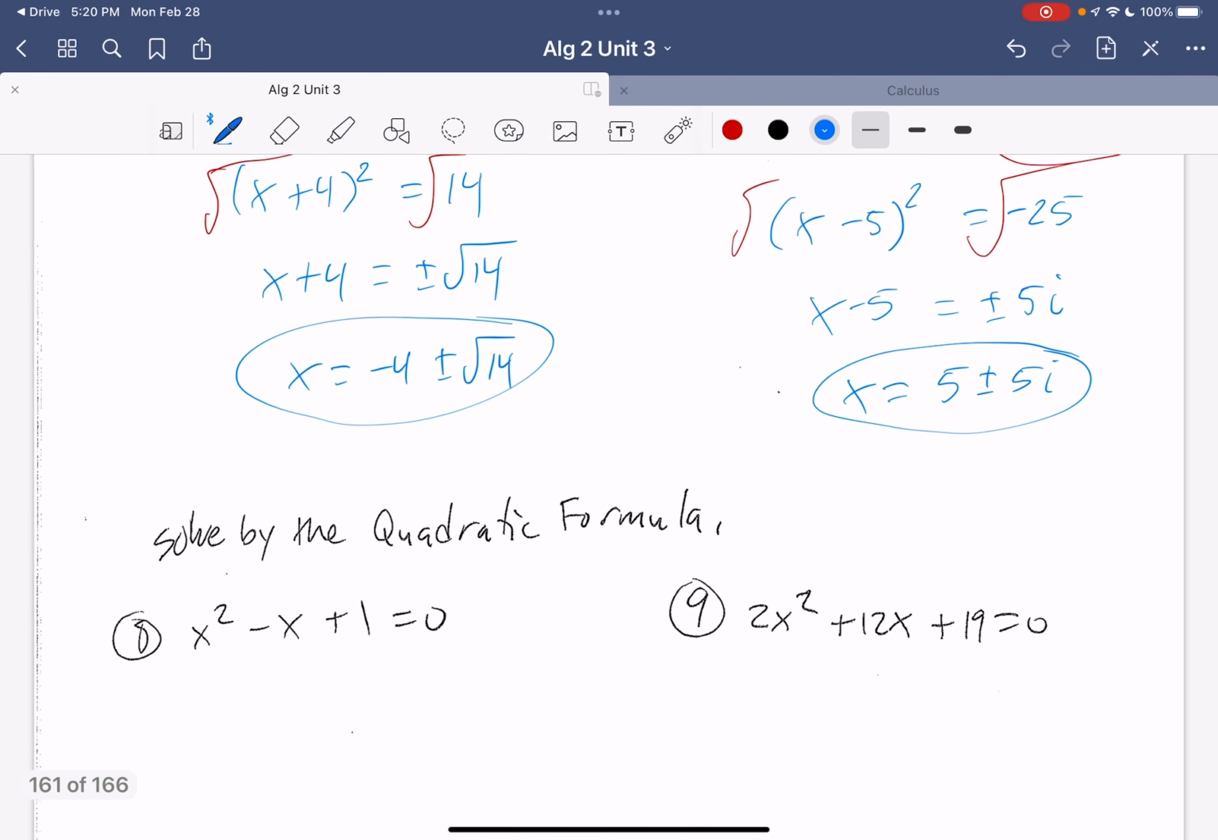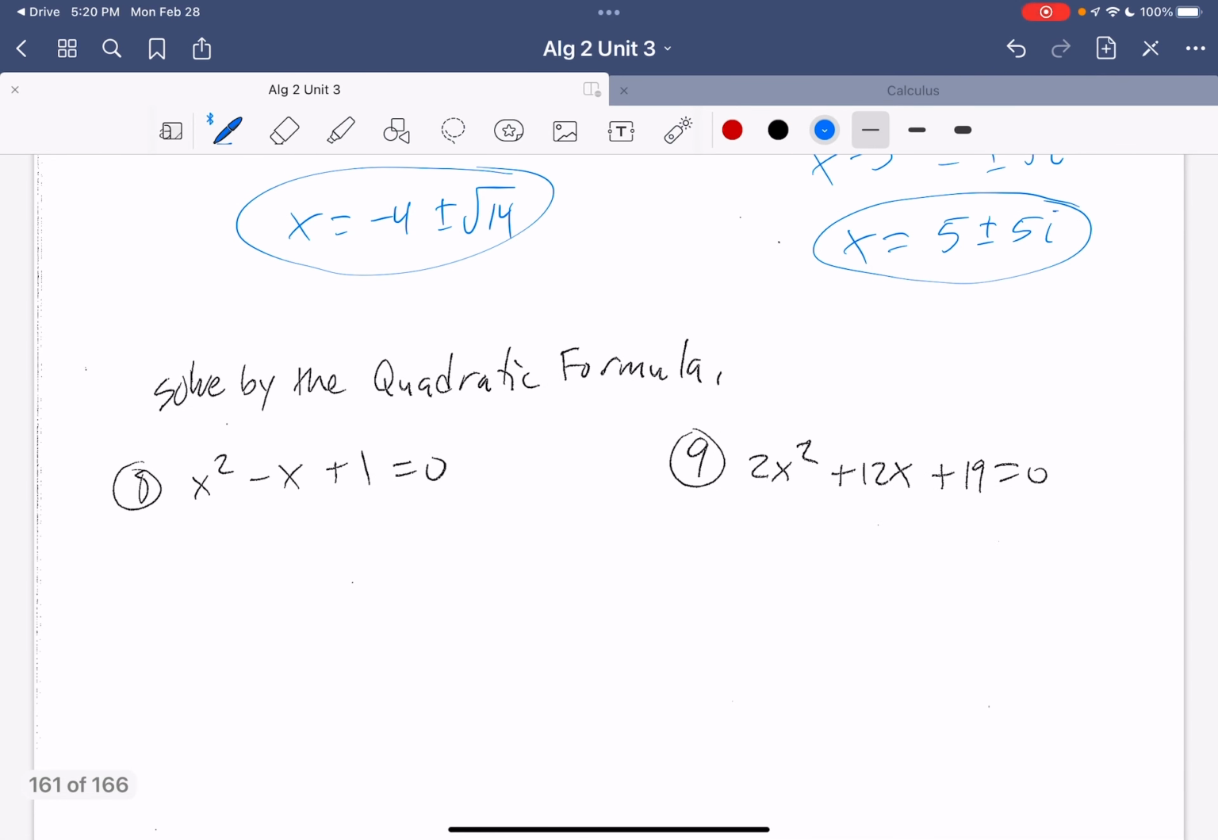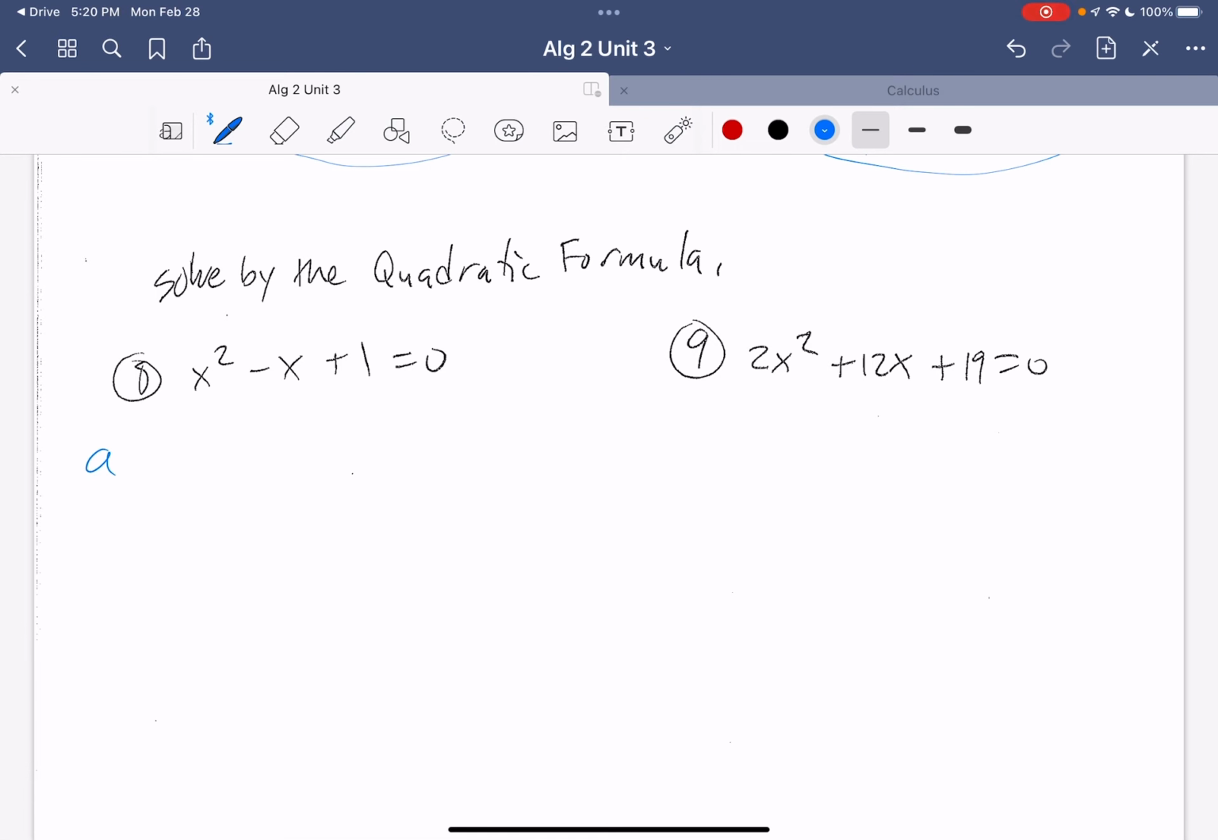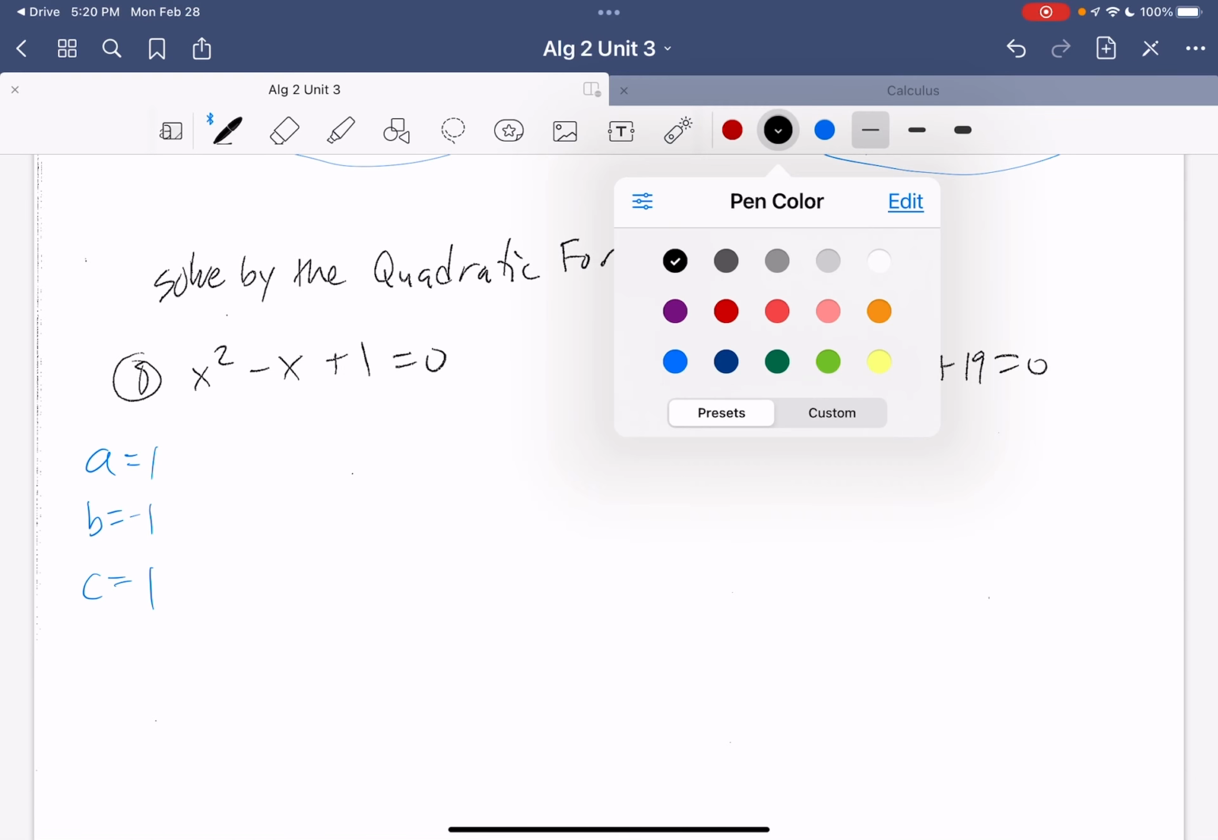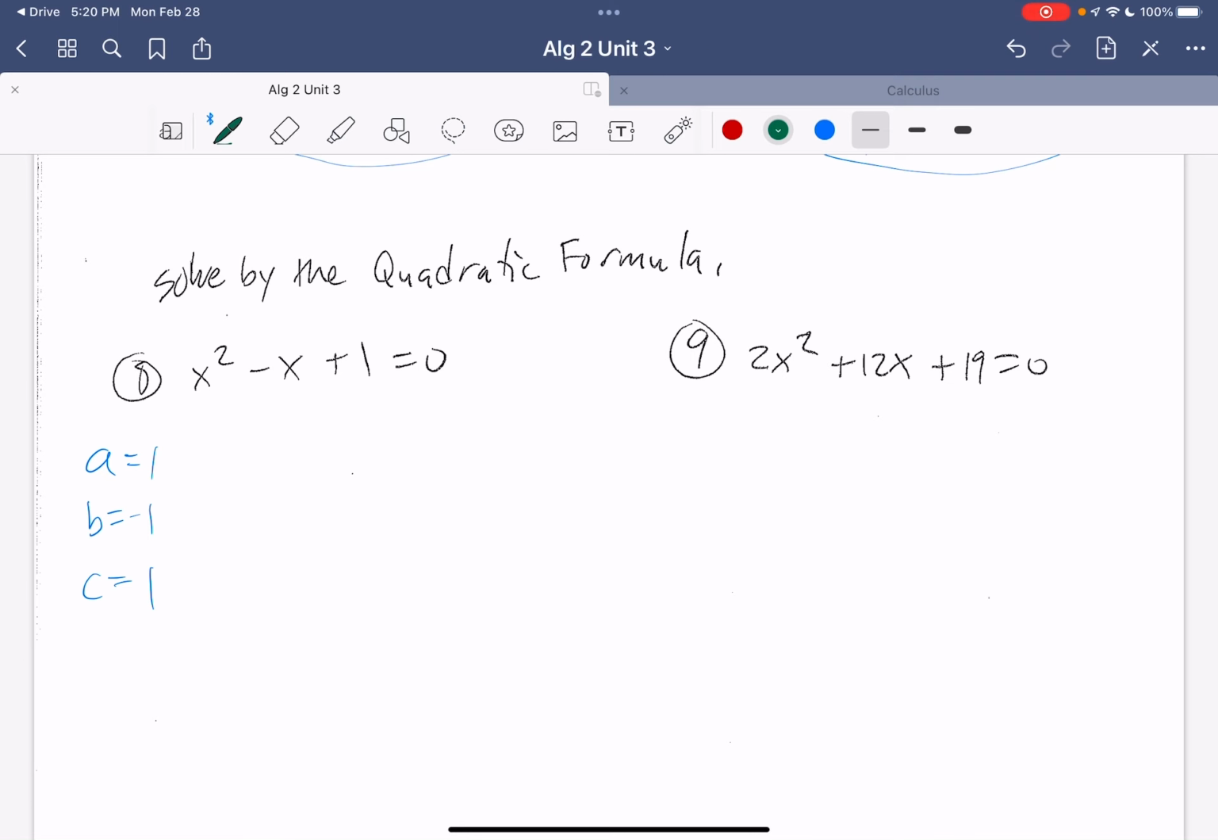Okay, the last problems are solving with the quadratic formula. Do you have it memorized or accidentally memorized? Well, here we go. So a is equal to 1, b is equal to negative 1, c is equal to 1. Now, I'm going to change this pen color to green, because when I do the quadratic formula, I always do the part underneath the square root, the discriminant, in green. So I got x equals negative b. Well, b is already negative, so it'd be 1 plus or minus the square root over 2a. 2a is just 2. Now I switch to green, and I get b squared, so it'd be negative 1 squared minus 4 times a, which is 1, times c, which is 1.